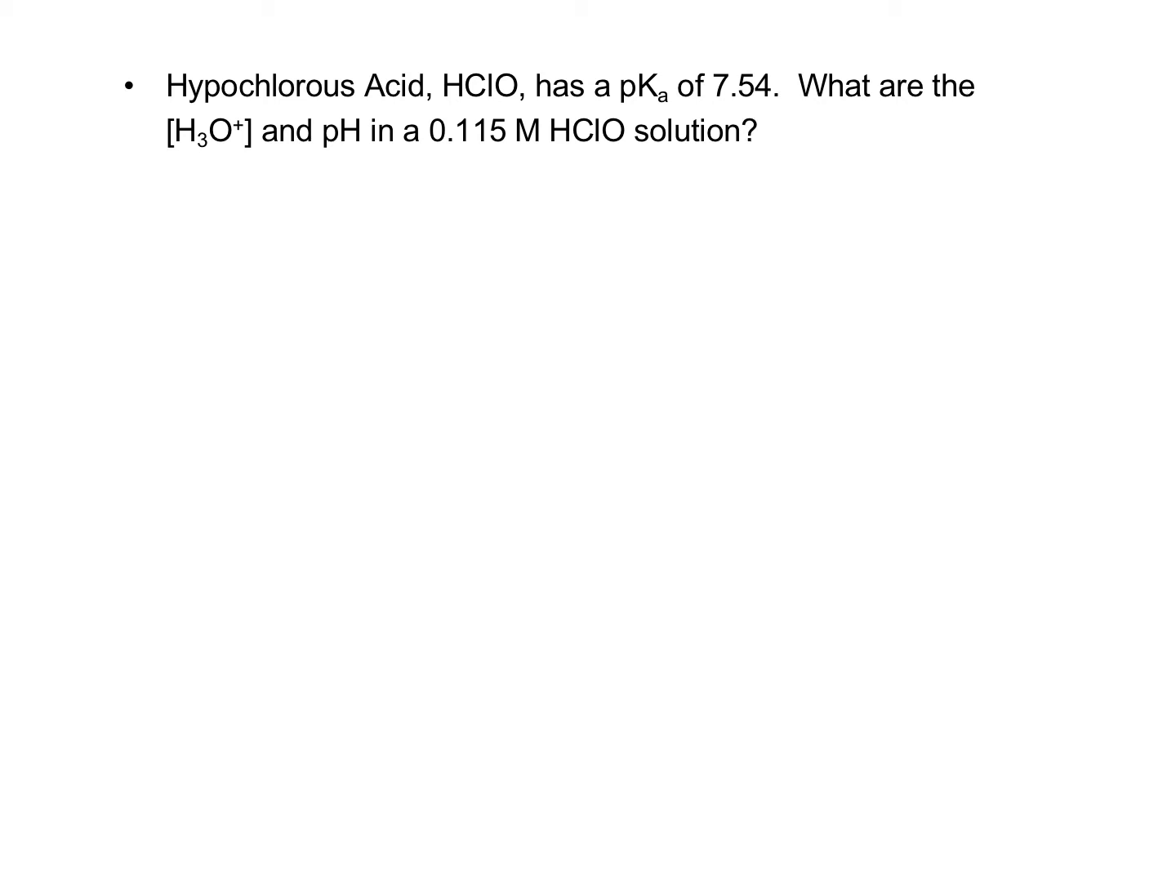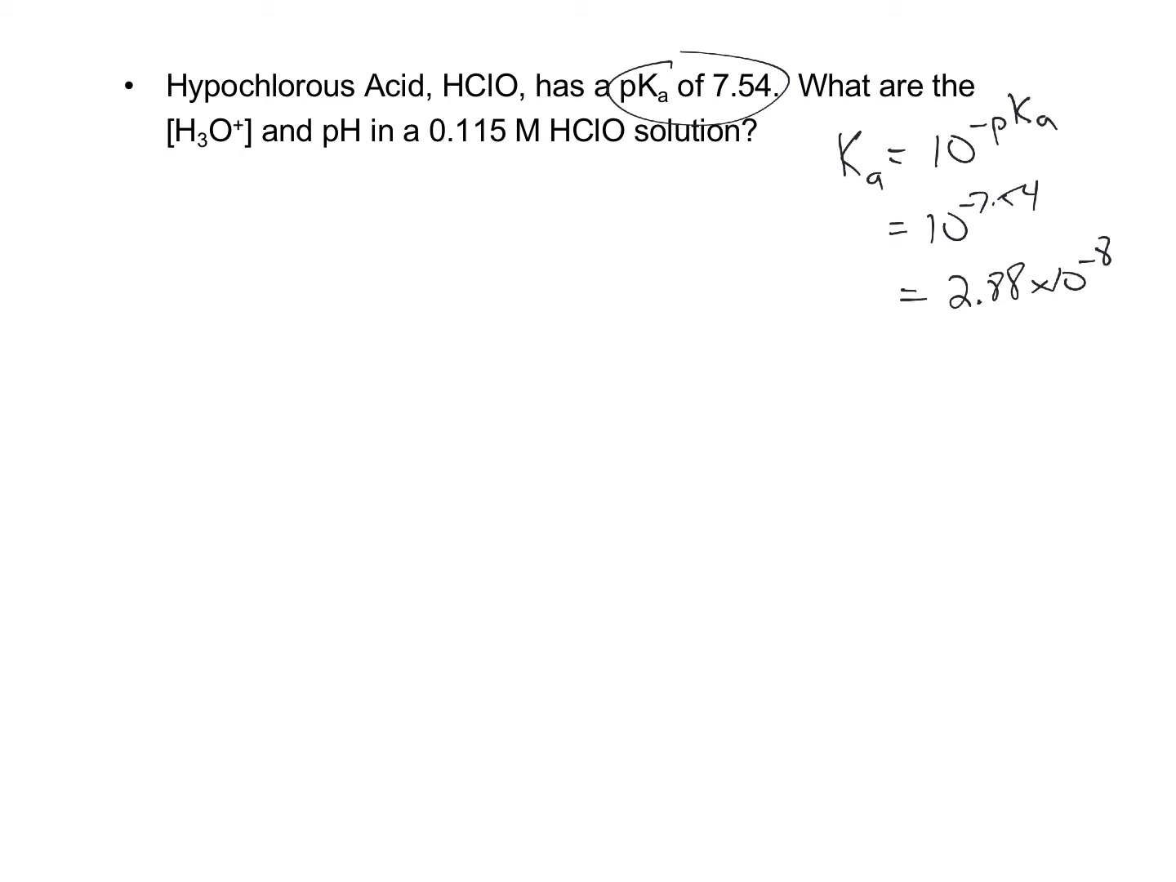Okay, as we said, this is going to be an ice table problem. I'm going to need to know the equilibrium constant, so why don't we go ahead and do that first. So we have the pKa, so we know that Ka is 10 to the minus pKa, so the Ka is 10 to the minus 7.54, or that is equal to 2.88 times 10 to the minus 8.